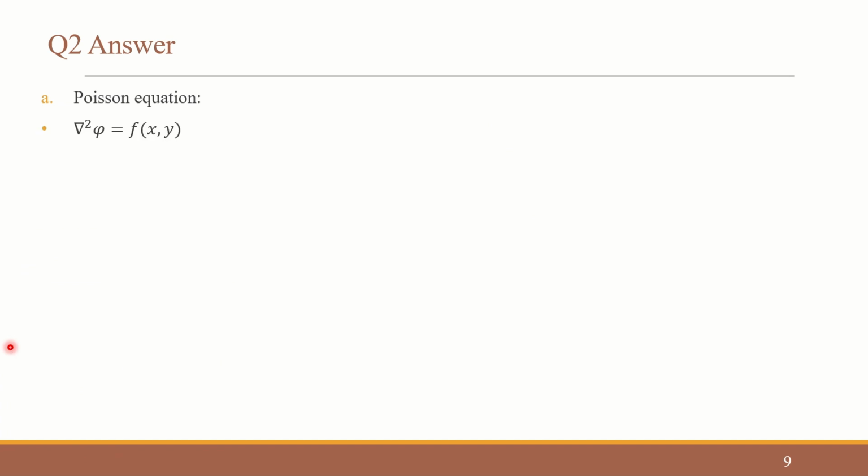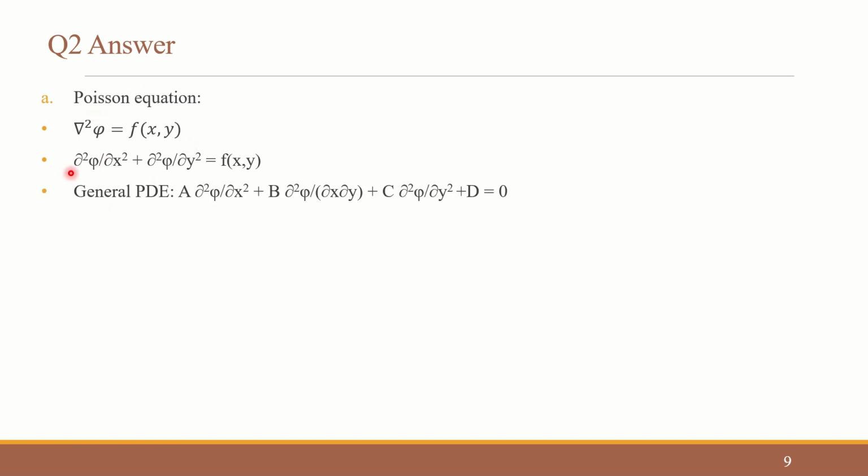So the Poisson equation is del square phi equal to f of x comma y, and we have the generalized equation as dou square phi by dou x square plus dou square phi by dou y square equal to f of x comma y for two dimensions. So the general PDE can be written as A into dou square phi by dou x square plus B into dou square phi by dou x dou y plus C into dou square phi by dou y square plus D equal to 0. Comparing with our equation, we are getting B as 0, and A and C as 1.